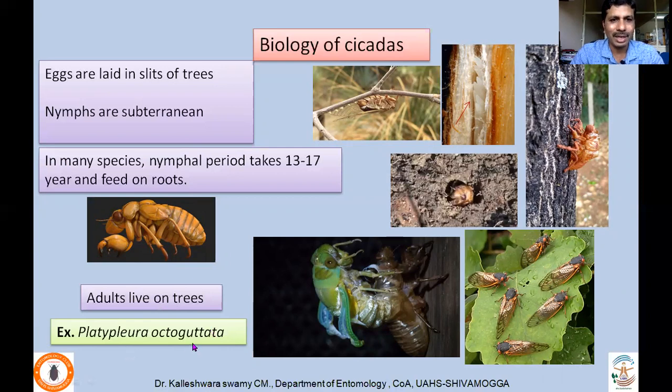An example is Platypleura octoguttata. In fact, very little work has been done on Indian cicadas. We don't know whether they are annual, or 13-year or 17-year cicadas. One species called the Magicicada in the USA emerges once in 17 years.